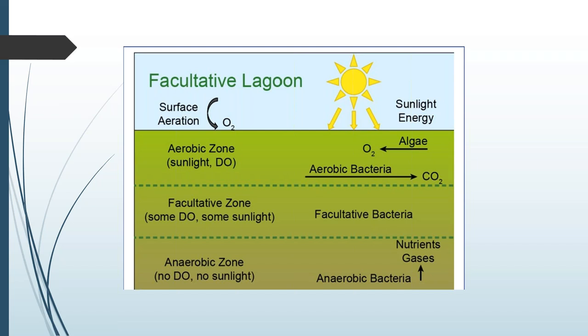Some of the disadvantages of a facultative lagoon include settled sludges and inert material require periodic removal, and it is difficult to control or predict ammonia levels in the effluent. Sludge accumulations will be higher in cold climates due to reduced microbial activity. And lagoons require relatively large areas of land.